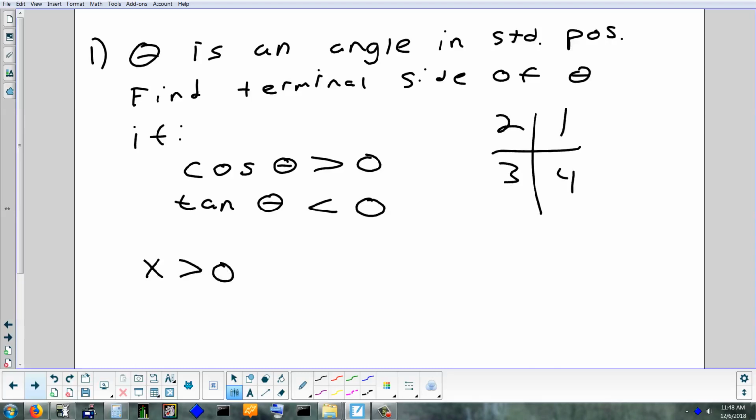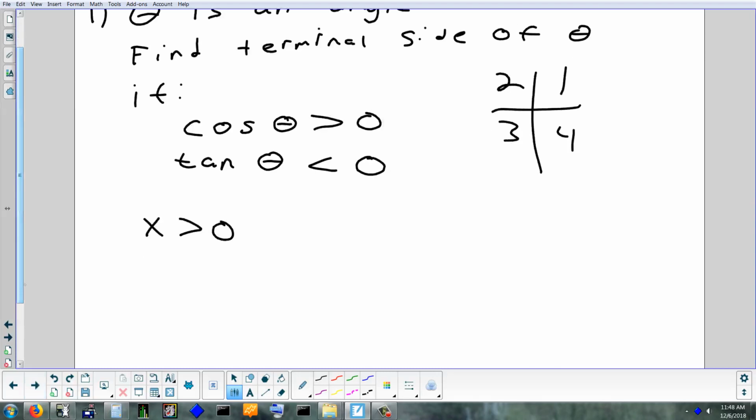Now, what about the tangent? What's the formula for that? Sine divided by cosine. And what is that using the letters? Y divided by x. And y over x is less than 0. So that means y has to be negative. So if x is positive, we already know that from up above, but y divided by x is negative. What does that mean y has to be? Y has to be negative. So x has to be positive, y has to be negative. What quadrant is that? That's quadrant 4. And that's the answer.